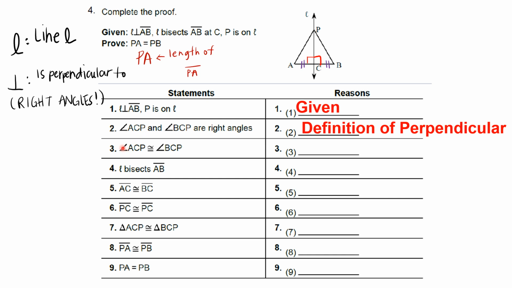All right, next we have angle ACP is congruent to angle BCP. So ACP, which is that right angle, is congruent to BCP, which is another right angle. So how do we know that? Do y'all remember the theorem from the last section that told us that right angles are always congruent? That was called the right angles congruent theorem.